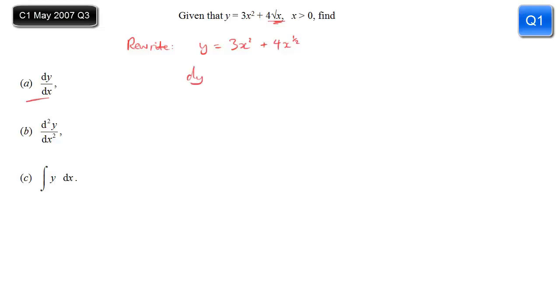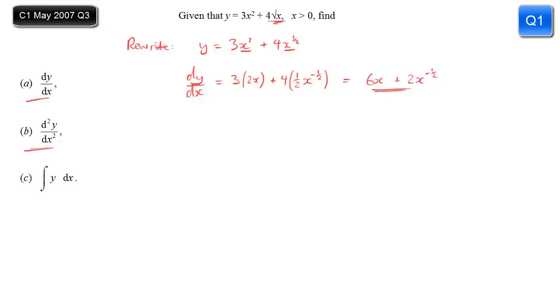Part a, to differentiate that, get dy by dx. First term we get 3 lots of, and the x squared we're going to multiply by the power and reduce the power by 1. So we get 2x to the power 1, or just 2x. For the second term we have 4 lots of, and the x to the power 1/2, again multiply by the power, so times by 1/2, and reduce the power by 1, which gives me x to the power minus 1/2. Technically that has answered the question, but we'll tidy it up a little bit to get 6x, and then 4 times 1/2 is 2, so 2x to the power minus 1/2. That's our answer to part A.